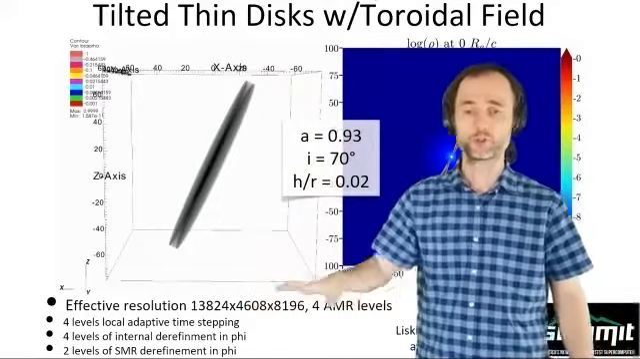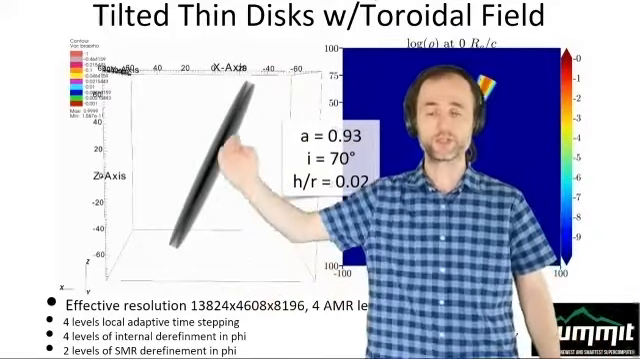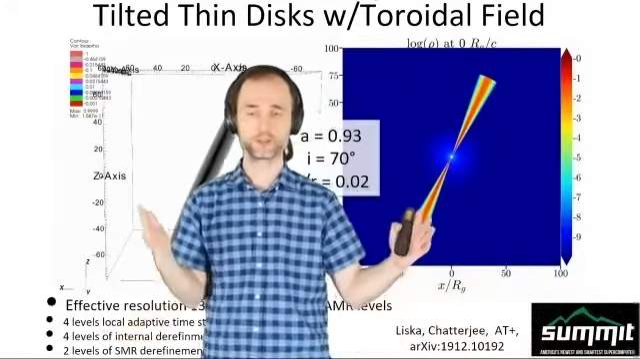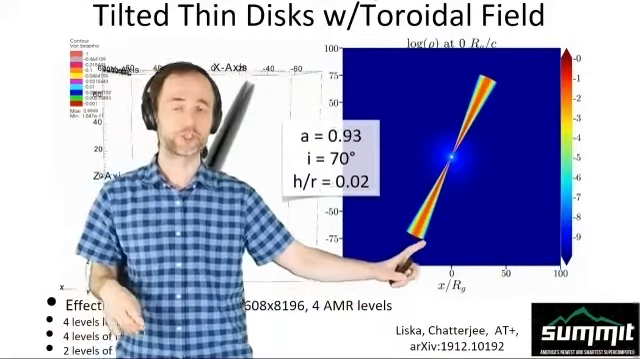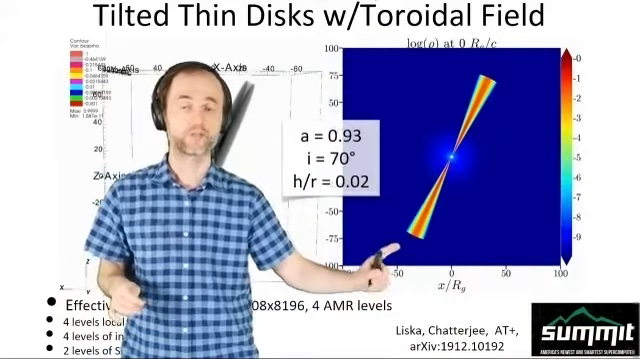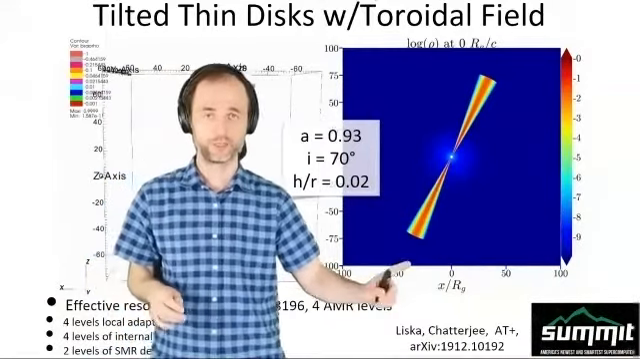Of course, this is not the uniform resolution. The resolution is focused within the plane of the accretion disk. Initially, it's a flat pancake that's tilted by 70 degrees, and the thickness of the disk is just 2%. This is the thinnest disk ever simulated in general relativity.